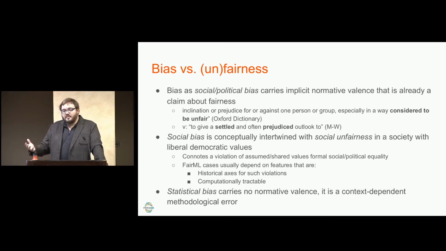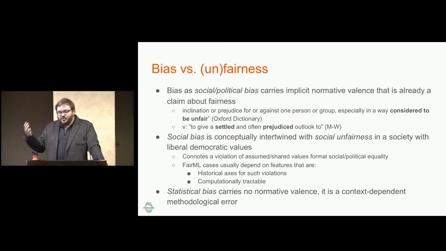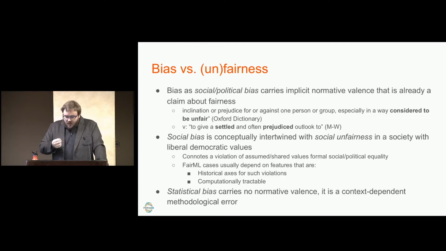And then very importantly, it turns out that many of the conditions under which our society has been unfair can be tracked along, are computationally tractable, right? So as Manny pointed out, we have census entries, right? So race may be a highly amorphous object, but yet there are things that are written down that you can put into a spreadsheet, right? And then it becomes computationally tractable. So those are the elements that we work on in FairML because that's what we can compute. Now, statistical bias carries no normative valence. It's a context-dependent methodological error.